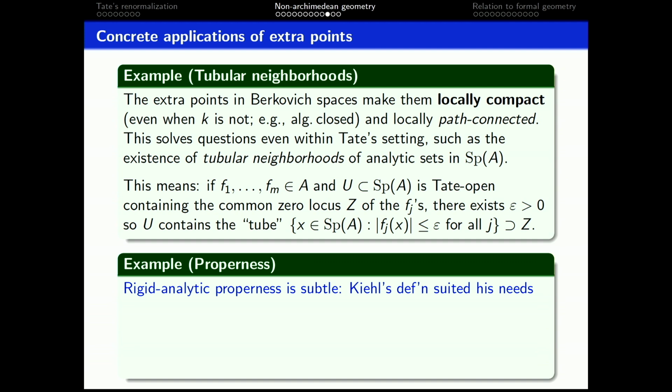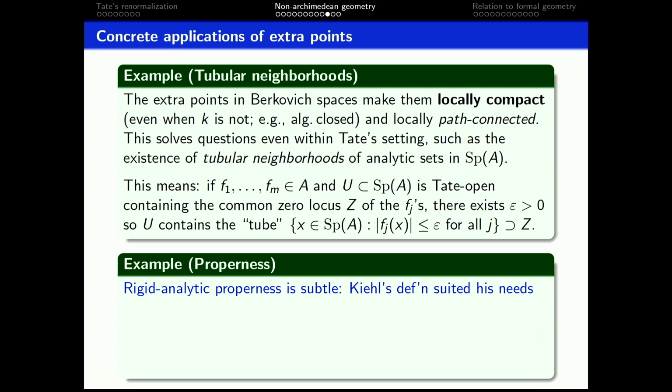Another interesting example is when Kiehl studied coherent sheaves, he proved theorems about proper maps and their push-forwards for coherent sheaves. But the definition of properness he gave was, in some sense, designed for his needs, but it's very hard to use.